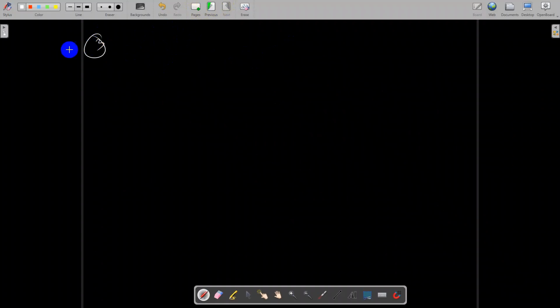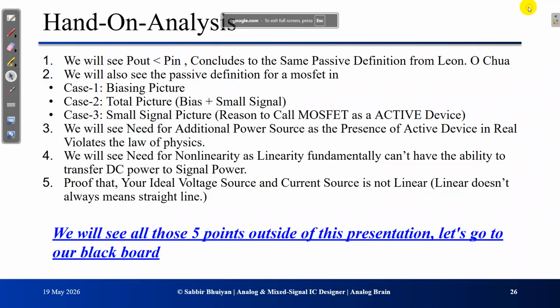Number three, I don't remember that. What was number three? Let's see in here. Number three is the need for additional power source, as the presence of active device in real violates the law of physics. So we have to see the need first. Number three, okay.